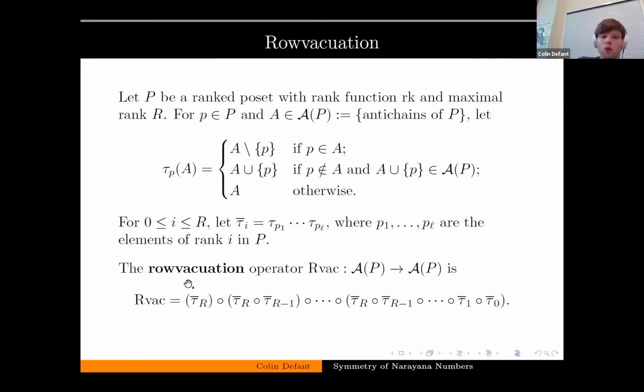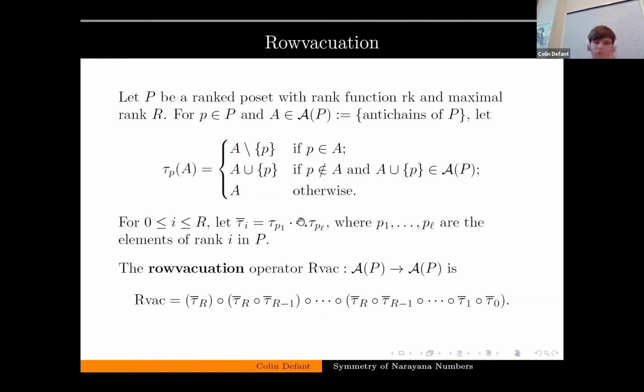And finally, Rowvacuation is this operator which says, first toggle all of the minimal elements, and then toggle the elements of rank 1, and then toggle the elements of rank 2, and then 3 and 4, and so on until you toggle the maximal rank elements. So this is like one run through. But then you do the same thing again, starting with the elements of rank 1. So you do rank 1, then rank 2, all the way up to rank R, and then you do the same thing again, and so on until eventually you toggle all the elements of maximal rank.